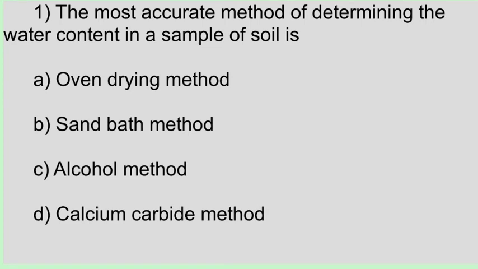First question, the most accurate method of determining the water content in a sample of soil is: option A, oven drying method; option B, sand bath method; option C, alcohol method; and option D, calcium carbide method. And the answer is option A, oven drying method. The most accurate method of determining the water content in a sample of soil is the oven drying method.